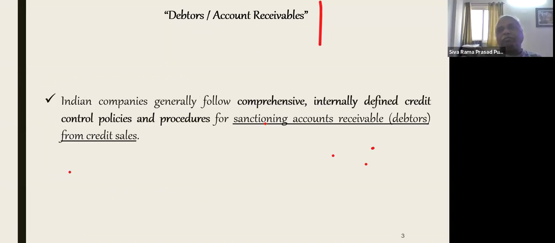Now coming to the accounts receivables or debtors, I will discuss in detail. What is the difference between a debtor and accounts receivables? Both are different. Today, the companies are selling their products on credit. Without credit, sales will not increase. Any company. Take for example More Super Bazaar, MORE.